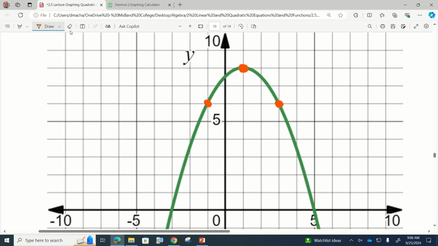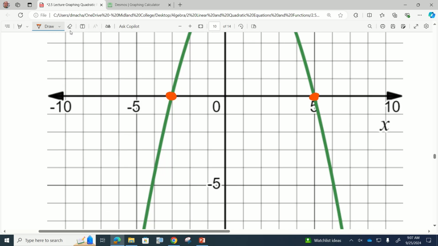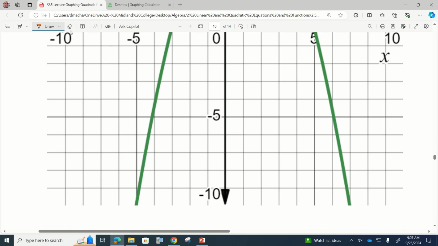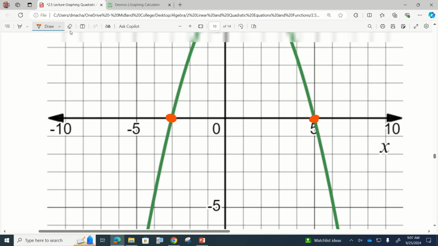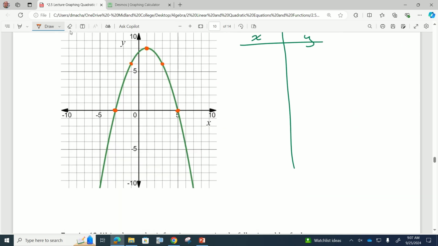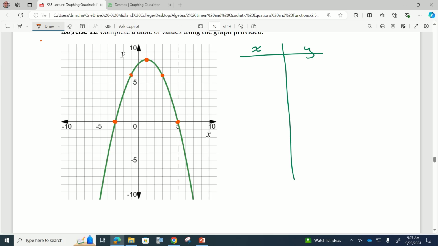The grid lines don't really line up very well again until right there and right there. And they don't really line up very good. Yeah, that's probably fine. That's good enough. And so looking at those points, that's how I find out my values in my little table.